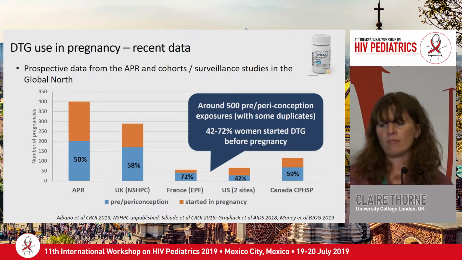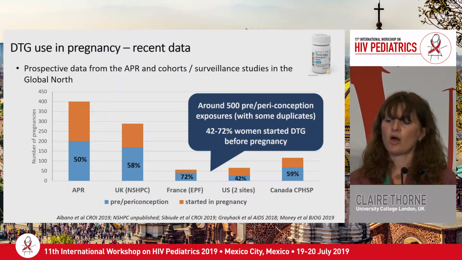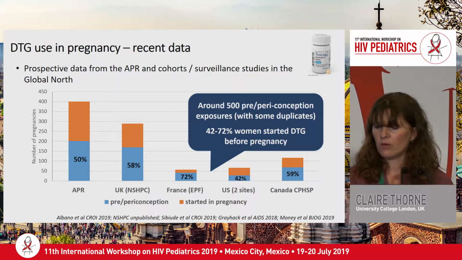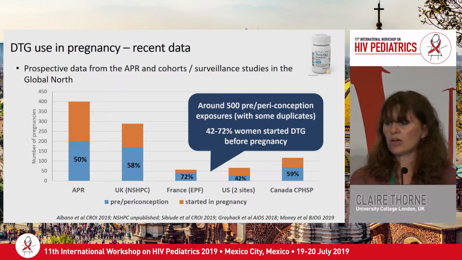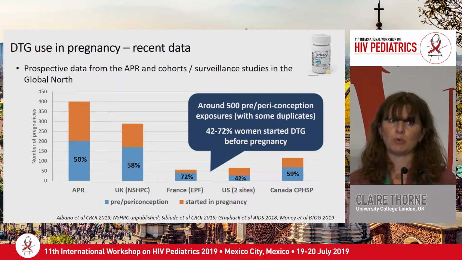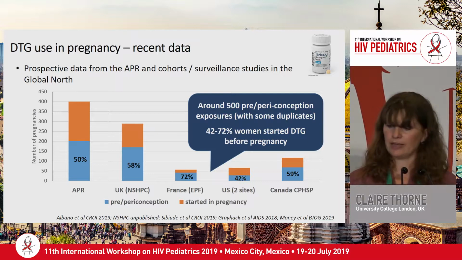So I have presented on this slide recent data from the global north, for the most part, on Dolutegravir use in pregnancy. The bars here represent the total numbers of women on Dolutegravir in pregnancy, with the blue section being those on it pre or periconceptually. There have been around 500 periconception exposures across the board, but there may be some duplicates because of reporting to the APR. And 42 to 72% of these women started Dolutegravir before pregnancy.